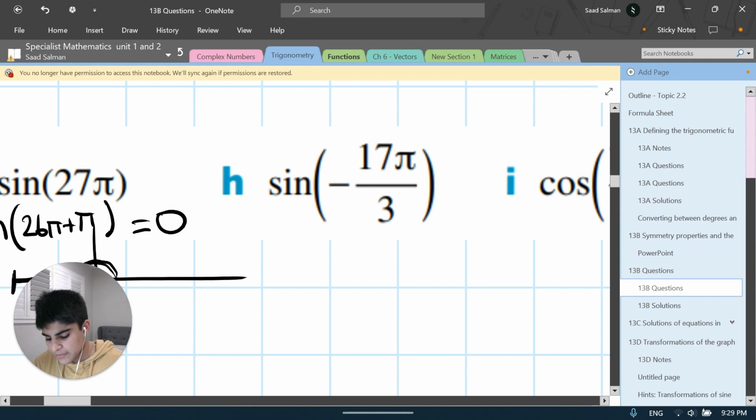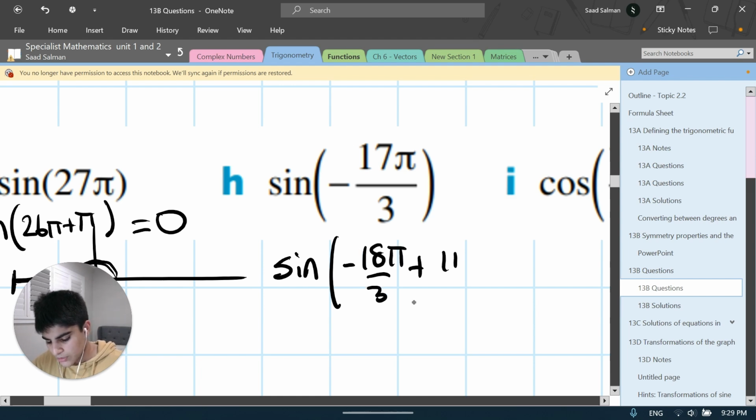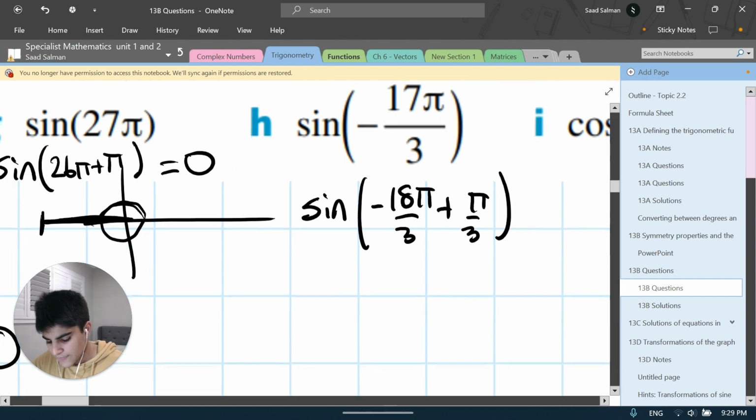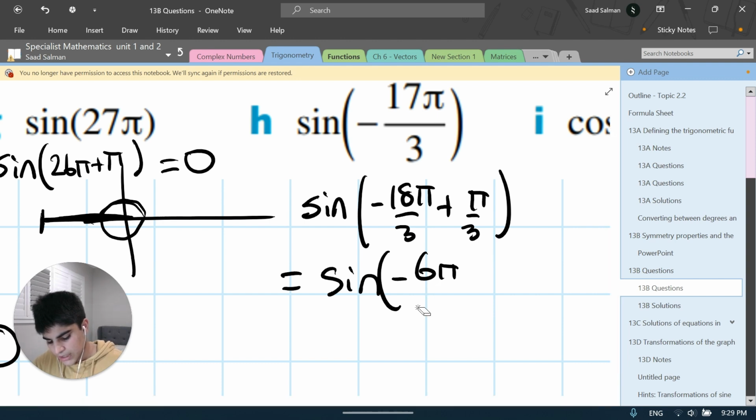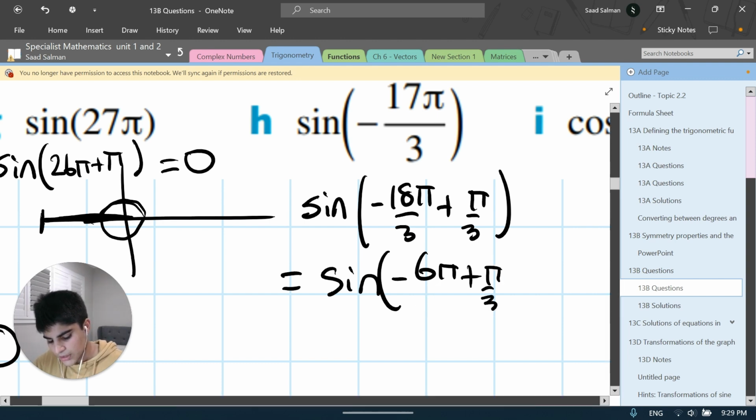Sine negative 17 pi on 3. This value is equivalent to sine negative 18 pi on 3 plus pi on 3. This value equals sine negative 6 pi plus pi on 3.